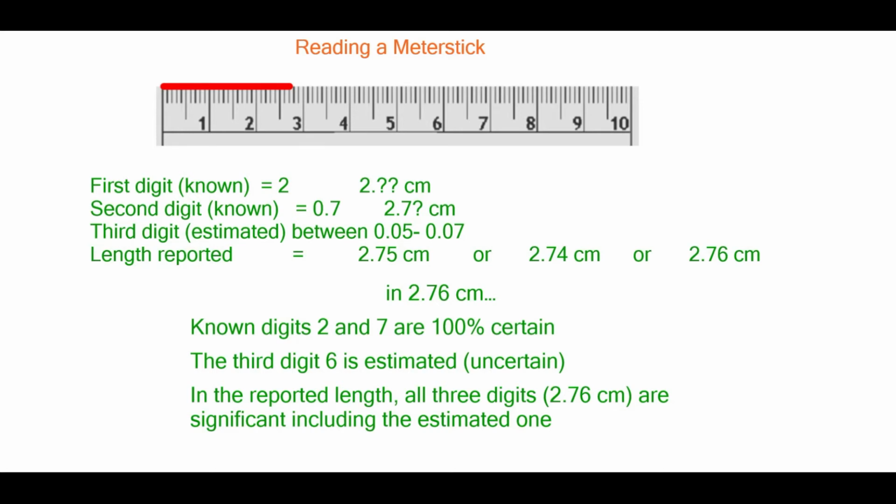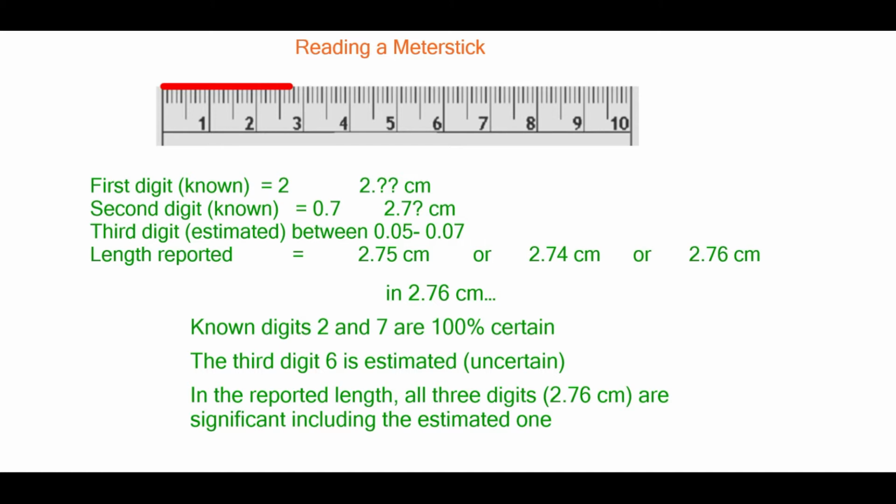Welcome. We're going to talk about our measurements again, and we know that we take the markings and then estimate one more. So in this example, our first known digit is a 2, and then if we go by tenths to the markings, we know that it is 7, and it's somewhere in between there. Depending on who is looking at it, you might get a 5 for the hundredths place, maybe a 7, and any of those values would be okay.